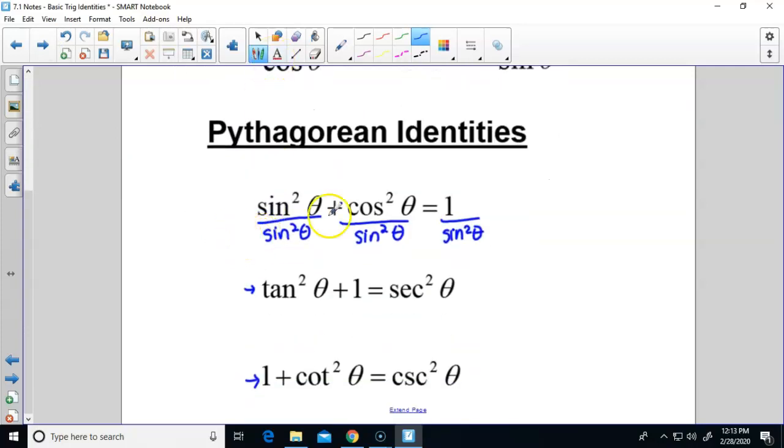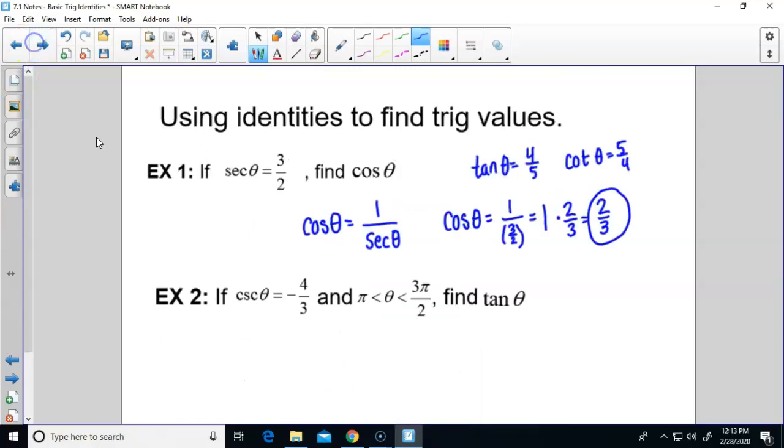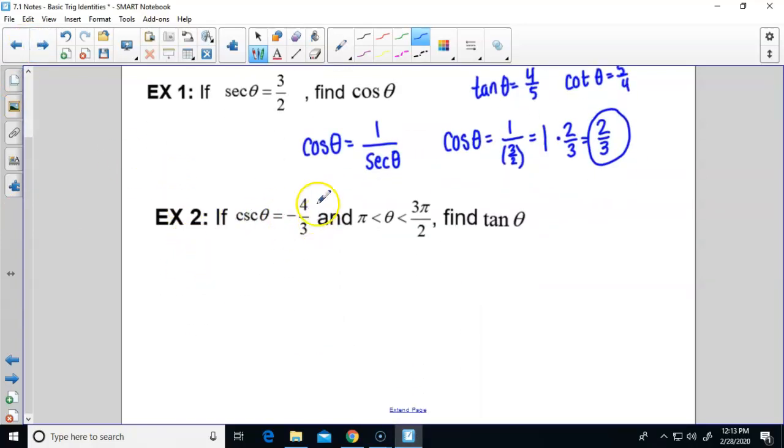But if we look at our Pythagorean identities, we do have this trig identity that has tangent and secant. We also have this one that has cotangent and cosecant. So we can use either one of these right here to help us out. Now, none of the identities have tangent and cosecant, but we can use a reciprocal identity to help us with that, cosecant becoming secant there. So, if we go back to the problem, we know cosecant of theta is -4/3.